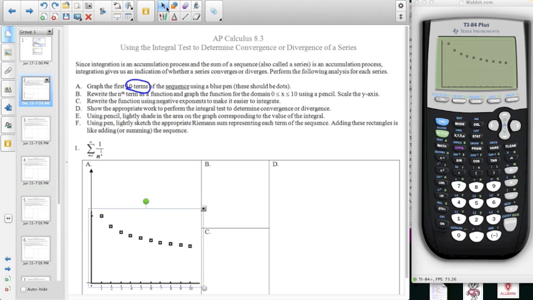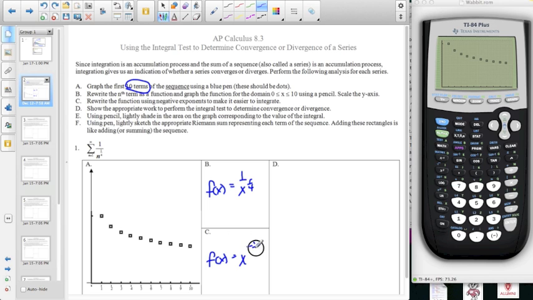as a function, we're going to look at rewriting this as a function. We're looking at 1 over x to the 1/4 power, and then if we find it easier to integrate without the fraction here, we can write this as x to the -1/4 power. And then we can go ahead and do the integral test.